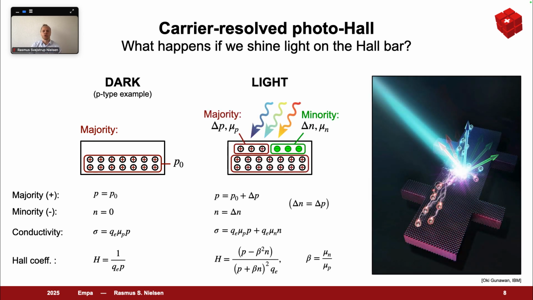Well, now we photogenerate an excess carrier concentration of both majority and minority carriers. Therefore, the majority carrier density must be the sum of the dark carrier density and delta p, and the minority carrier concentration must be equal to that same excess carrier density as they are generated in pairs. The conductivity is now influenced by a contribution from both carriers, which may have different mobilities, and the Hall coefficient takes on this form where I have defined beta as the ratio of the two carrier mobilities.